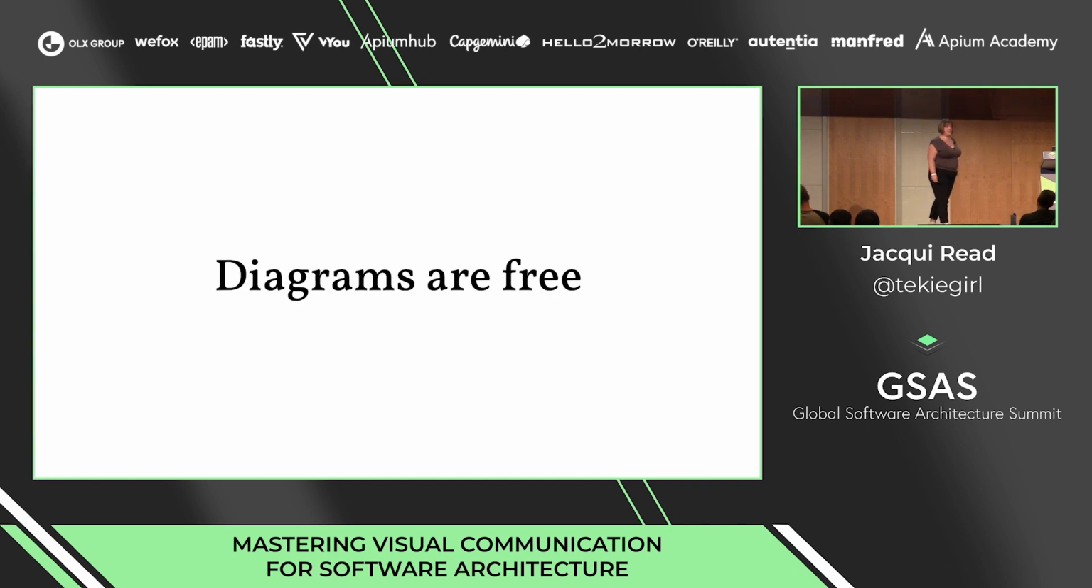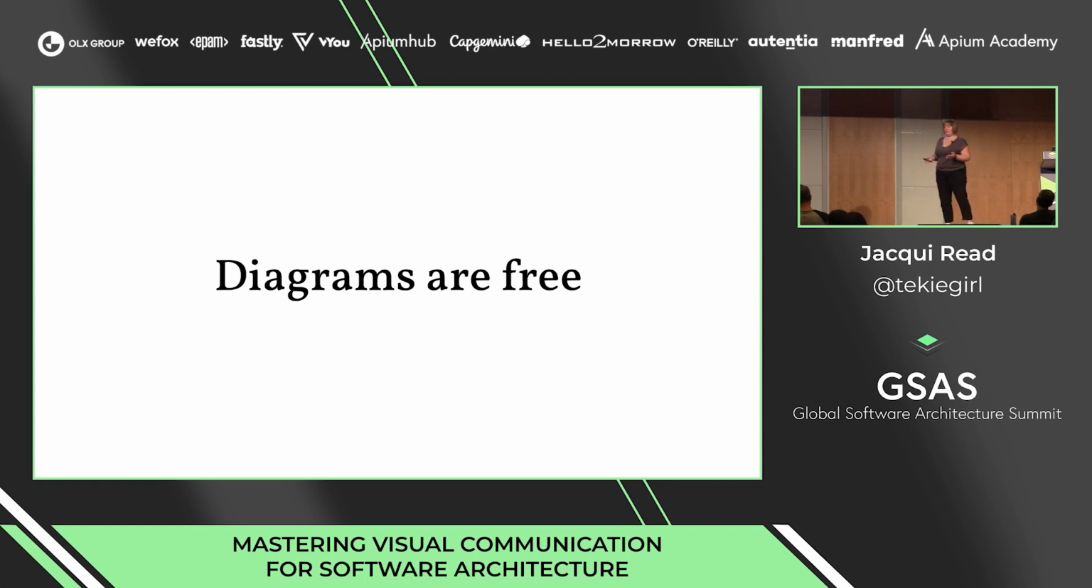Diagrams are free. Neil Ford likes to say this about his and Nate Schutta's cookie cutter pattern, which they have for presentations. And he says slides are free, meaning you don't have to cram everything into one slide or fit it exactly to the slide. So diagrams are free as well.